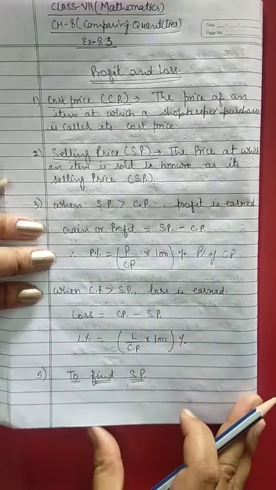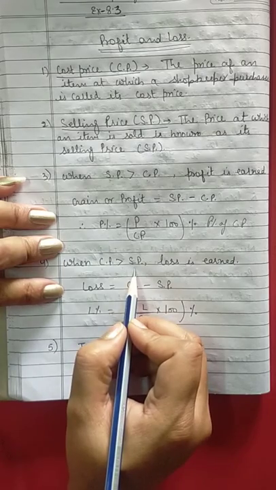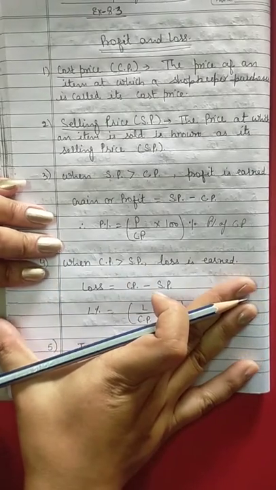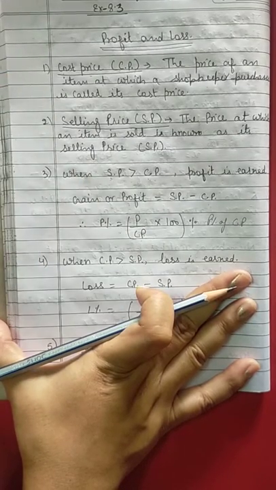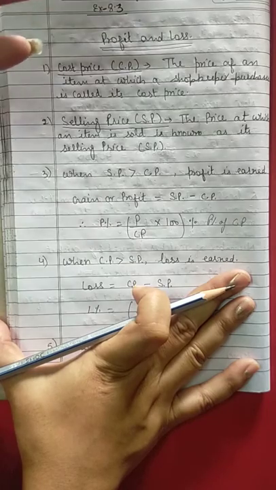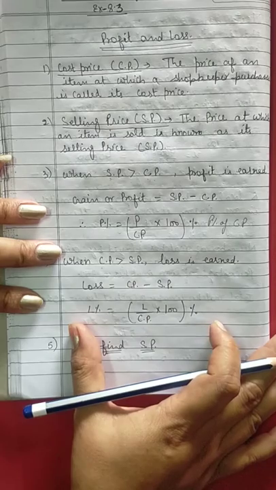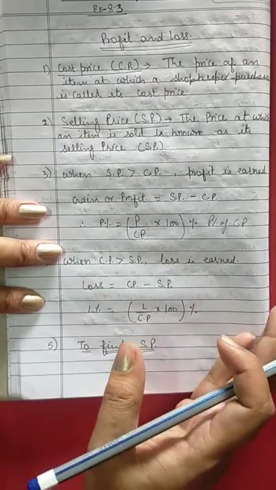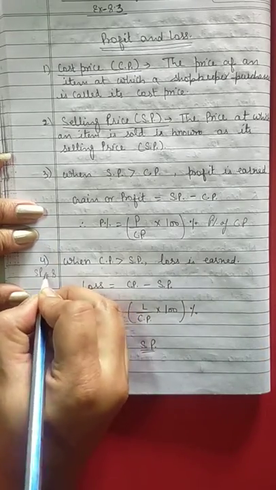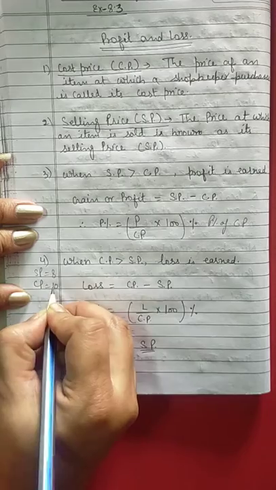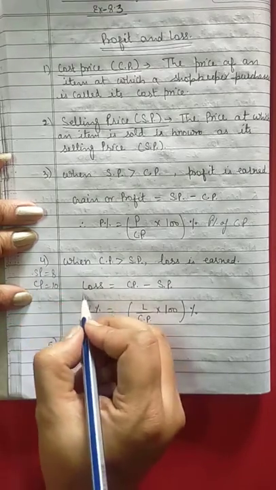Then next, when the cost price is greater than the selling price, that time what will happen? You will get a loss. Suppose you have purchased a pen for 10 rupees, but when you sell it you get only 8 rupees. That means your selling price is only 8 rupees, but you purchased the pen for 10 rupees. The selling price is less than the cost price, which means you are at a loss.